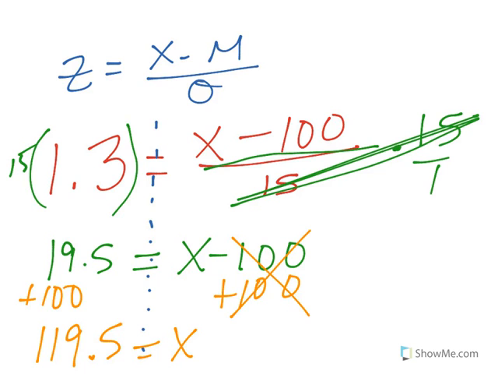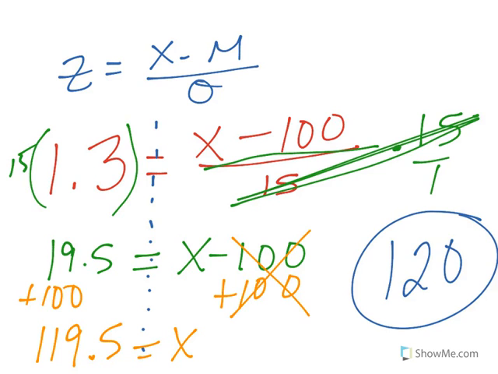Now, the directions do say round to the nearest whole IQ point, so we would say that Stephanie's IQ is approximately 120 based on our data.